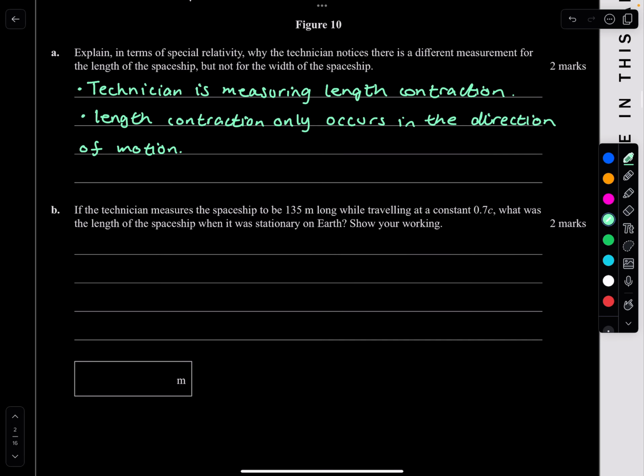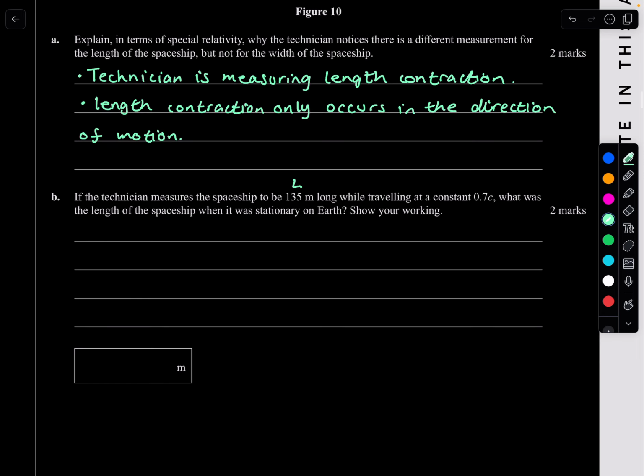Beautiful. B. If the technician measures the spaceship to be 135 meters long while traveling at a constant 0.7 C, so that's your length contracted because it's traveling at that speed, what was the length of the spaceship when it was stationary on Earth? So what we're trying to calculate is the proper length. We know that the contracted length is your proper length over your gamma, which is your Lorentz factor. And so to calculate our proper length, it's your contracted length times your gamma.